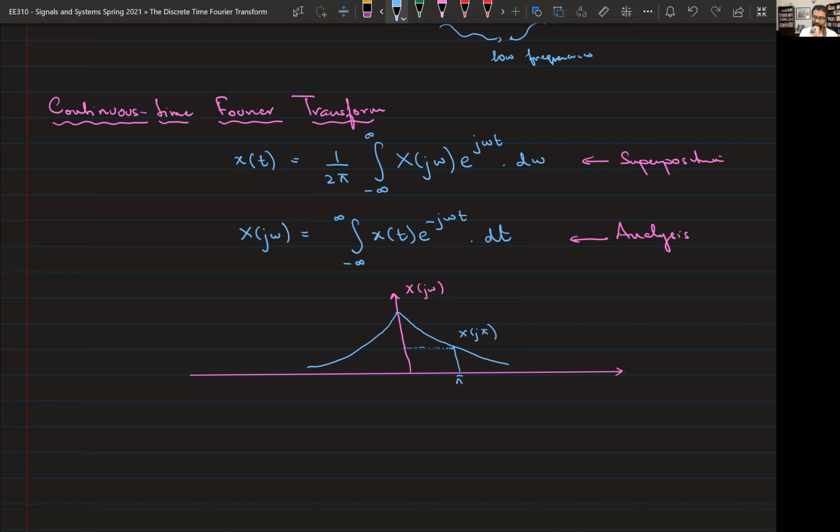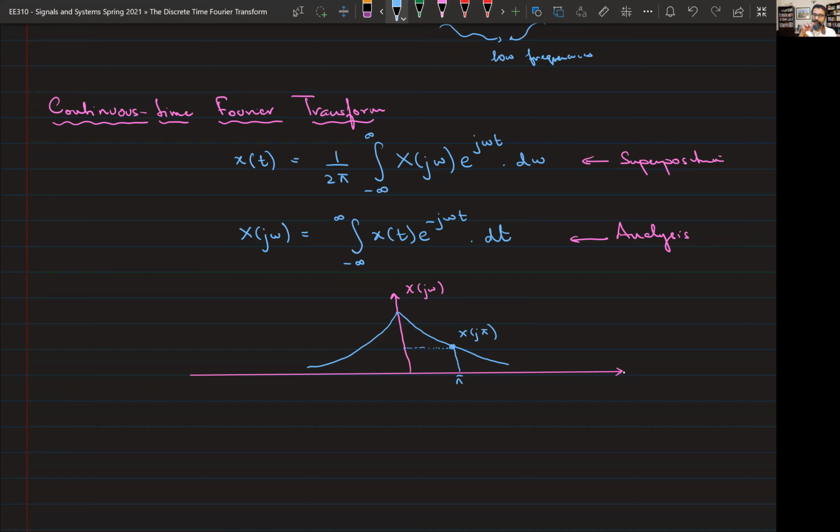Good, excellent. So in other words, what it says is that my signal x of t, which is a continuous time signal, is actually made up of infinitely many complex exponentials of frequencies that vary from minus infinity to plus infinity. And X of j omega, as omega changes, just indicates what the contribution for the corresponding complex exponential of that frequency is. So X of j pi, whatever this height is, represents the contribution in the signal of the exponential rotating at pi radians per second.